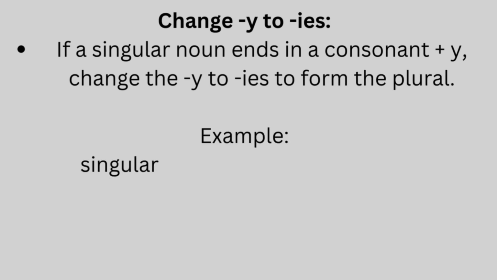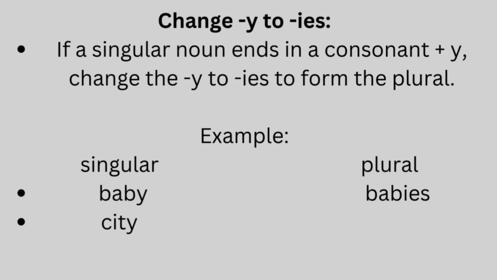Change y to ies. If a singular noun ends in a consonant plus y, change the y to ies to form the plural. Example: baby, babies; city, cities.